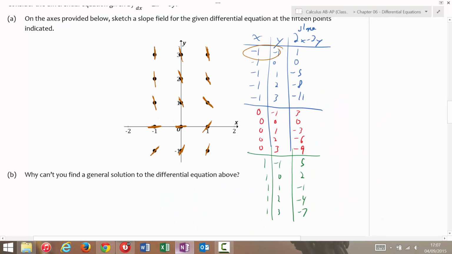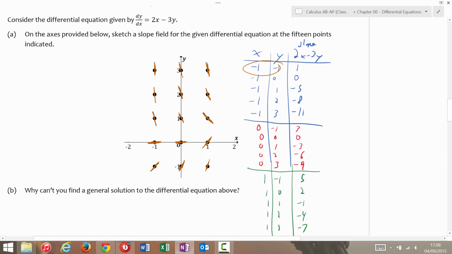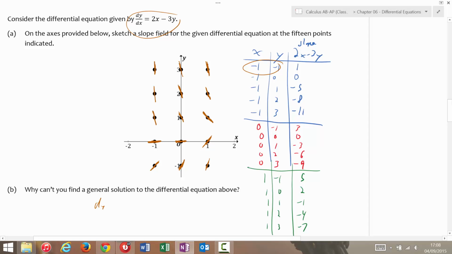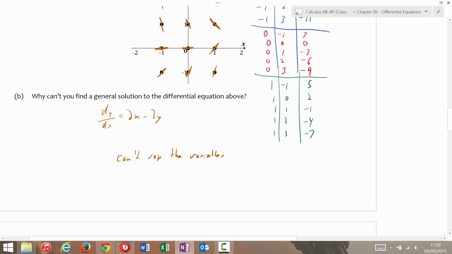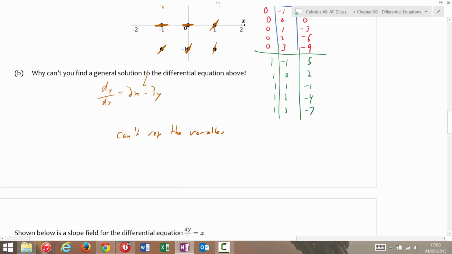Why can't you find a general solution to the differential equation above? Meaning, why can't I actually just solve for this? Well, if I took dy over dx equals 2x minus 3y, I can't separate the variables. You can try, but I can't separate the variables. Even if I multiply both sides by dx, I then have a dx stuck with this y. You can try algebraically, but there's no real way to do it. That's because this is subtraction, but this is division, and I can't really break that up.